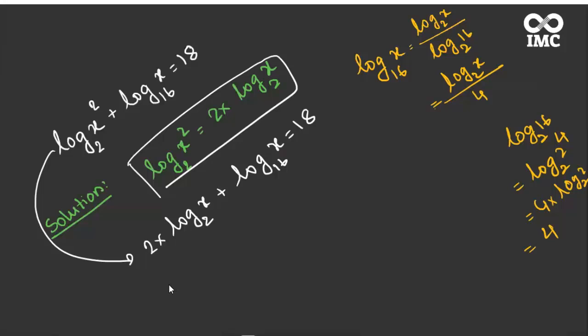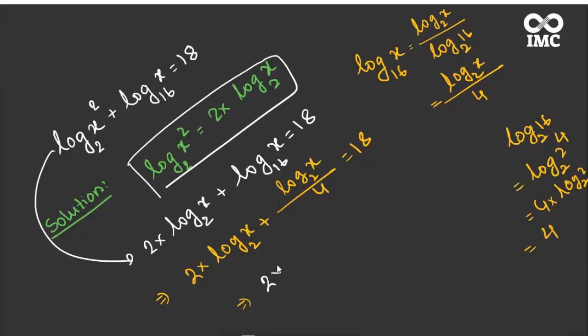Now if I want to put this in here, what will we get? We'll get 2 multiplied by log base 2 of x plus, instead of log base 16 of x, we can write log base 2 of x divided by 4, equal to 18. Now let log base 2 of x equal y. Then we get 2y plus y by 4 equals 18.